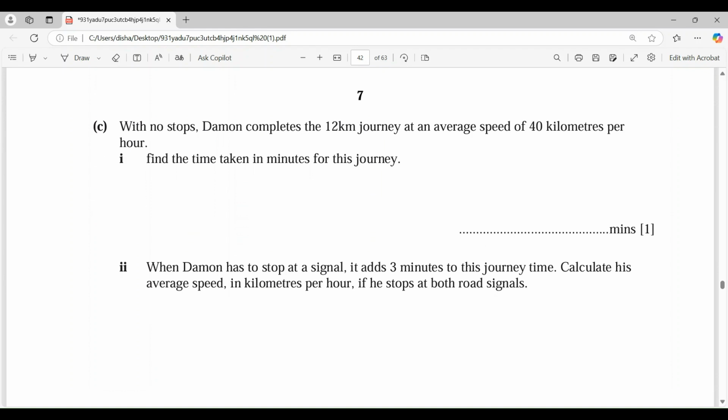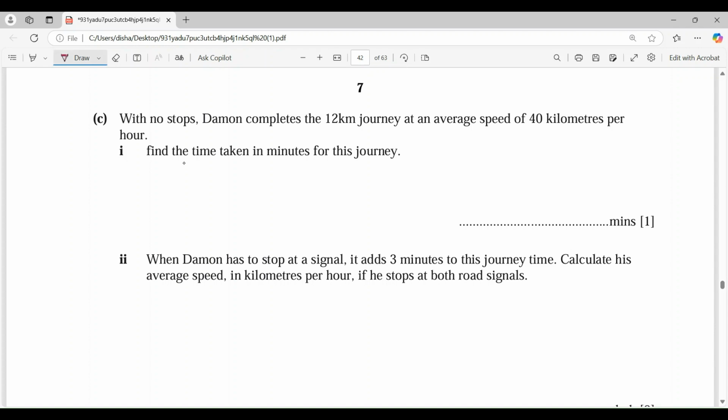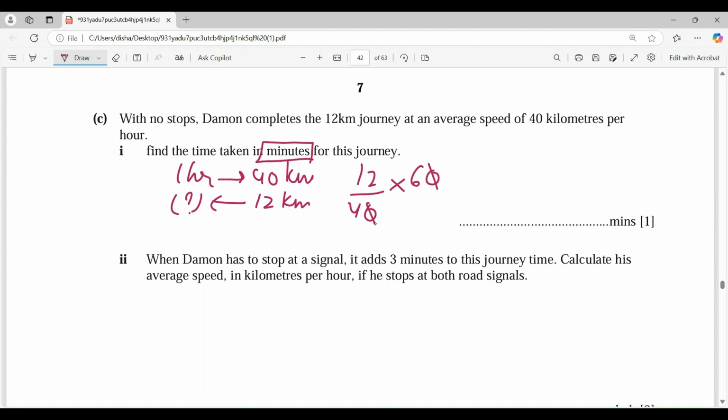Next, with no stops, Damon completes 12 kilometers at an average speed of 40 kilometers per hour. Find the time taken in minutes for this journey. So it is 40 kilometers per hour and he completes 12 kilometers of the journey. We know 1 hour it is 40 kilometers. So in 12 kilometers, how many hours? That will be 12 by 40. And because I want to find the time in minutes, we will multiply it with 60. So that will be 18 minutes.